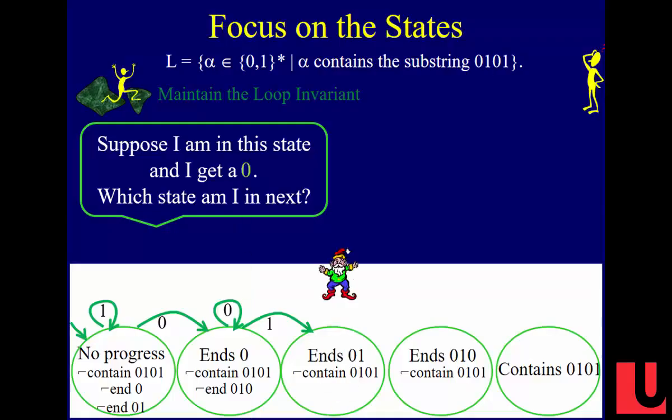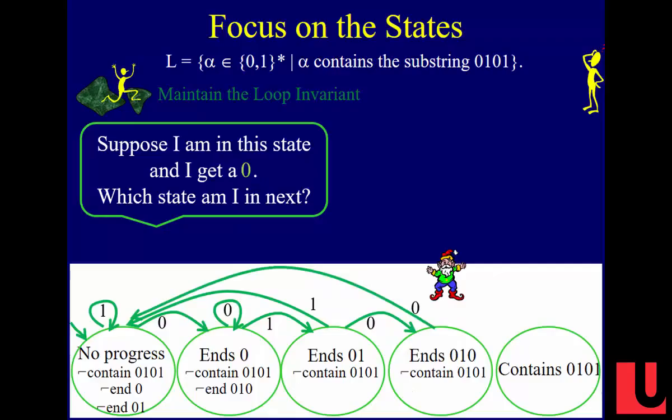All right, so here we get a 0, we go over there. But if we get a 1, now we go all the way back to no progress, right? Because then we got a 0, 1, 1. And if we get a 0, we go all the way back again because we got a 2. Oh, is that right?